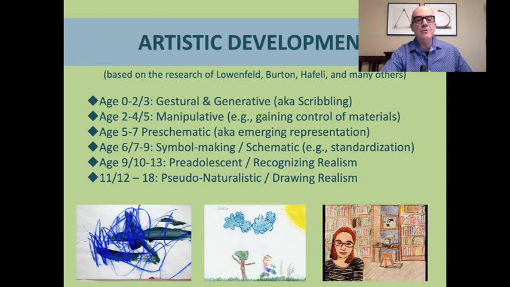So then we go to the manipulative, the pre-schematic, the symbol making, or also called schematic, and the pre-adolescent, where we recognize the desire for realism, to the pseudo-naturalistic, where we're actually able to, we have the skills and we have the behavioral understandings of drawing realism. So, like I said, these are very important names of categories.